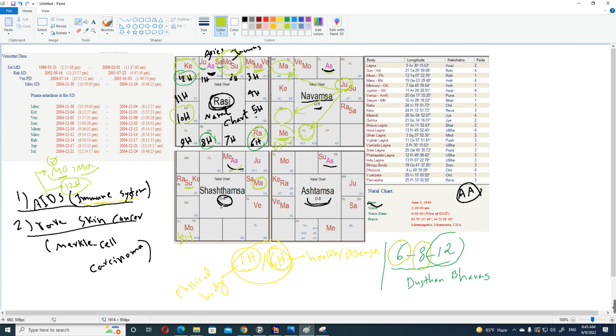If you go to the Shashtamsha, that is D6, you can see that Mars is debilitated. Blood. And then Mars too is weak. Then no wonder that his immune system was very weak.